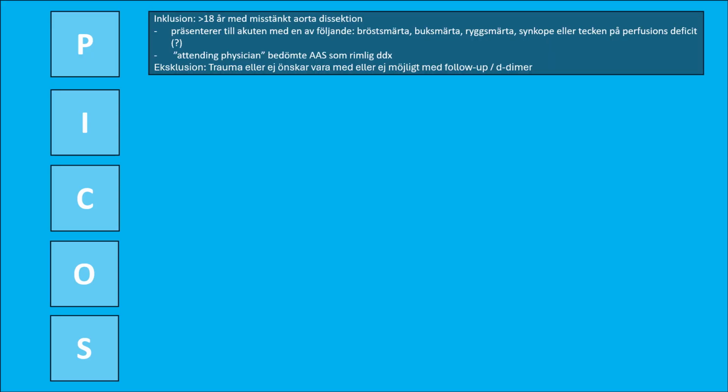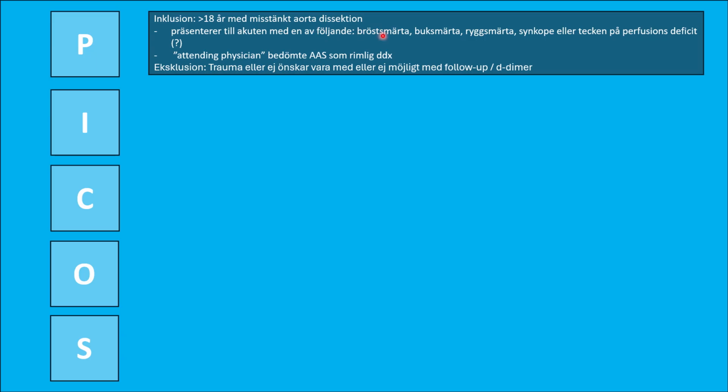So the PICO is like this. They included everyone above 18 years of age with a suspicion of aortic dissection, and this is important. How did they collect these patients, cherry pick these patients with the suspected aortic dissection? We'll come back to that probably, but that is important because it's mainly physician gestalt that drives which patients came into this study.